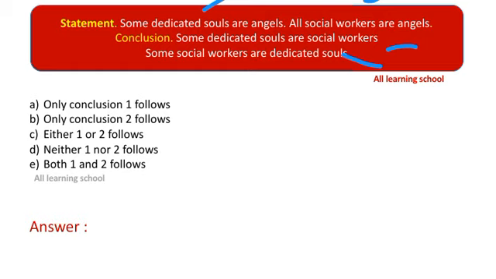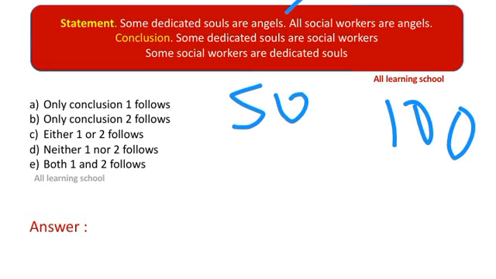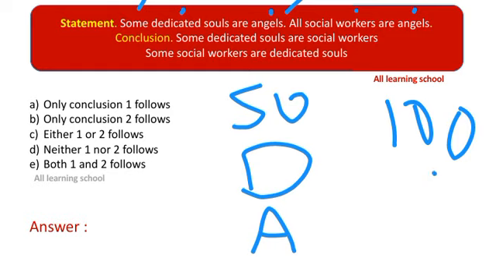To look at the second rule, we will assign them their income. Some gives the income of 50-50. All gives income of 150 and some gives income of 50-50. 50 will be income of dedicated souls, 50 will be income of angels, 100 will be income of social workers and 50 will be income of angels. So in the first statement, dedicated souls have income of 50, angels have income of 50. In the second, social workers have income of 100 and angels have income of 50.